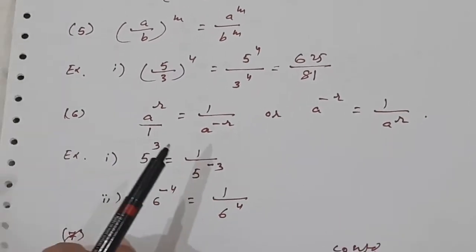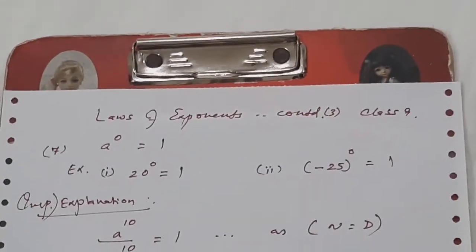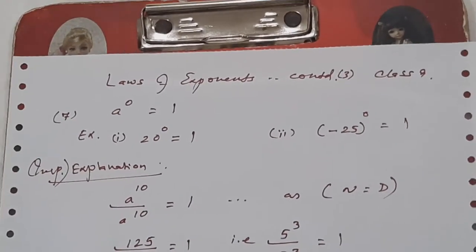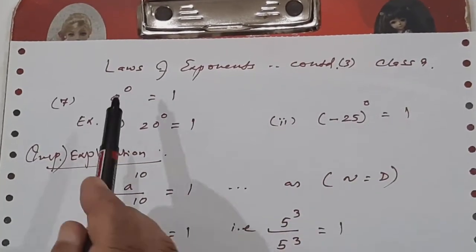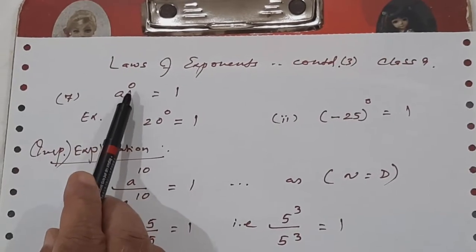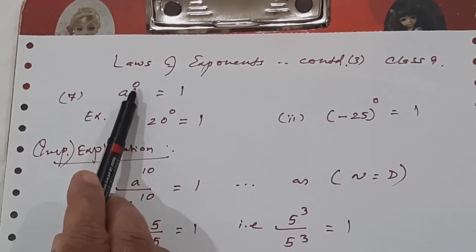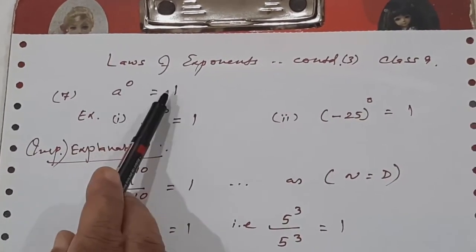Okay, now the last law is very important, and many times children don't know it. I have asked this question to so many people, but people don't answer me properly. Now let me explain to you. See, this last law is a raised to 0. This is zero power. a raised to 0. So the power is 0. What is the answer? 1.